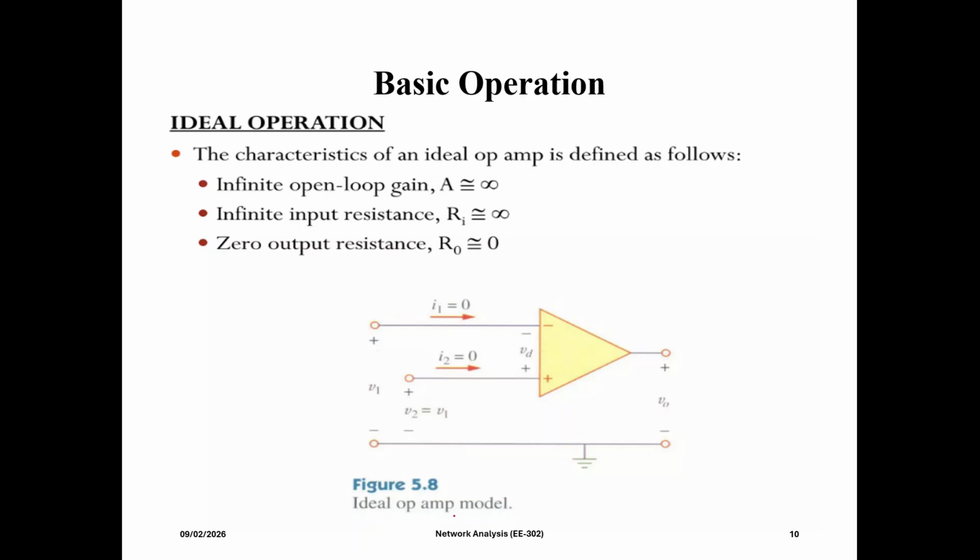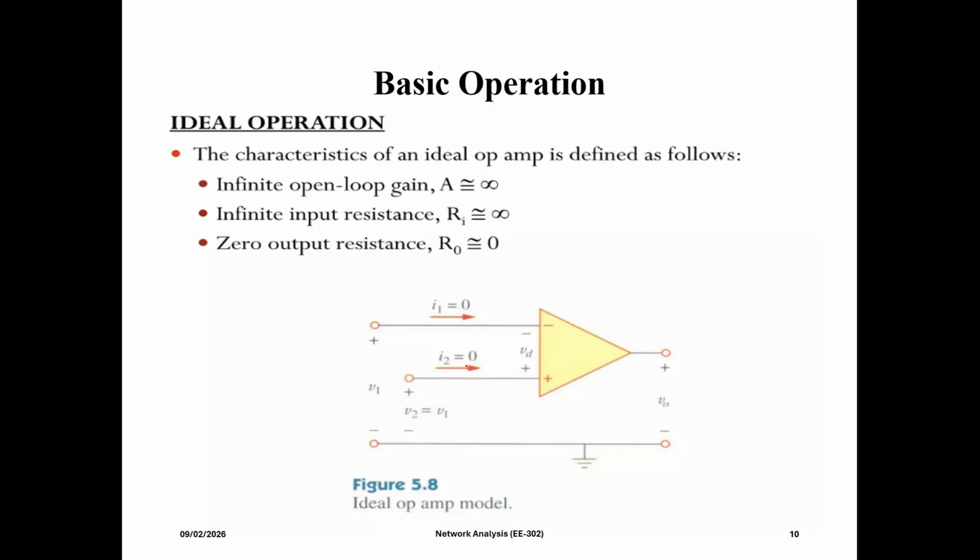So here is the ideal operational amplifier model. We notice that there is no current flowing into the input pins. I1 is equal to 0 and I2 is also equal to 0. This is because the input resistance is infinite. What does this mean practically? It means that any small voltage difference between the inputs would produce an infinite output voltage, which is physically impossible.